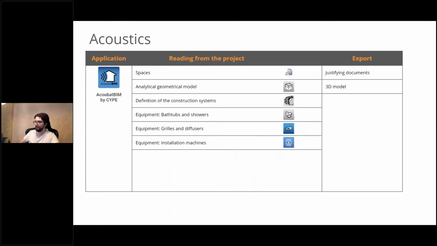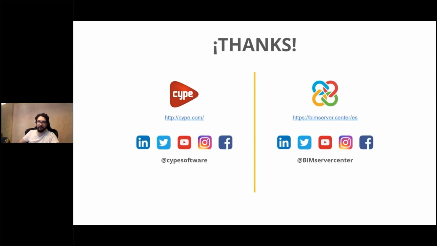So let's carry on. Well, here's some information about the elements that we can introduce from the different applications. So we are going to use the spaces of the architectural model, but the elements of the analytical geometrical model from Open BIM Analytical Model, and then we have the extra elements from the other applications. And we will get from Acrobat the justified documents and the 3D model. The 3D model is available in the BIMserver.center platform. So this is the presentation, and we are going now to start using the applications.